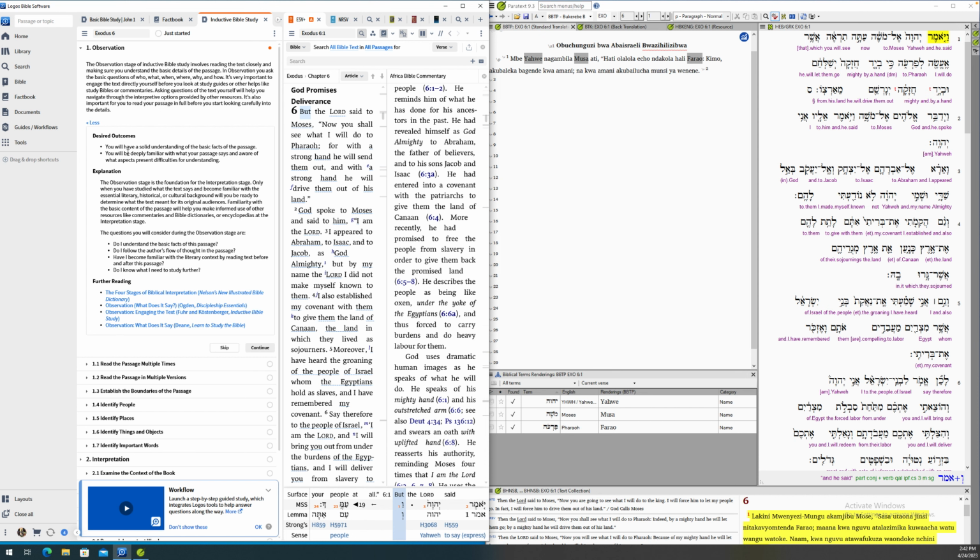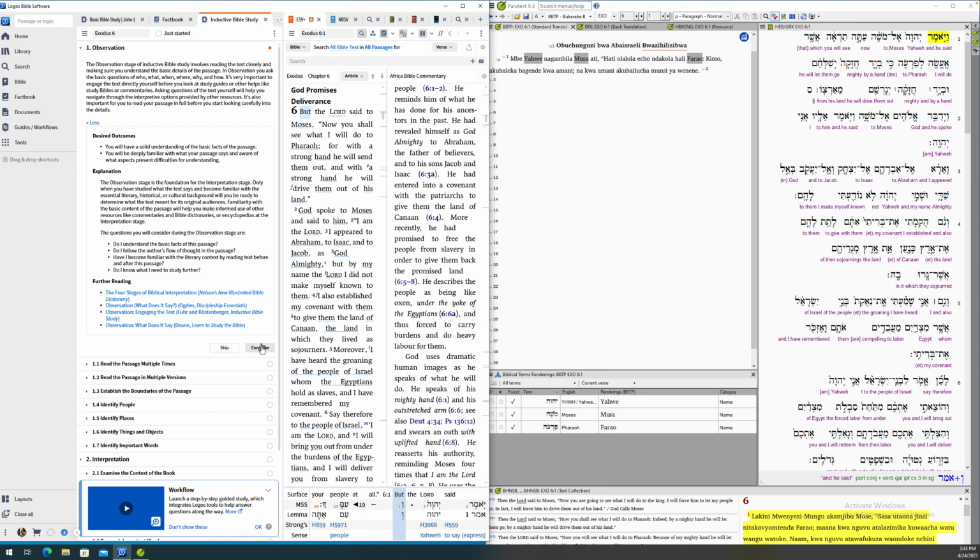So, your desired outcome: you will have a solid understanding of the basic facts of the passage. You will be deeply familiar with what your passage says and aware of what aspects present difficulties for understanding. The questions you will consider during the observation stage are: Do you understand the basic facts of the passage? Do I follow the author's flow of thought in the passage? Have I become familiar with the literary context by reading text before and after this passage? Do I know what I need to study further?